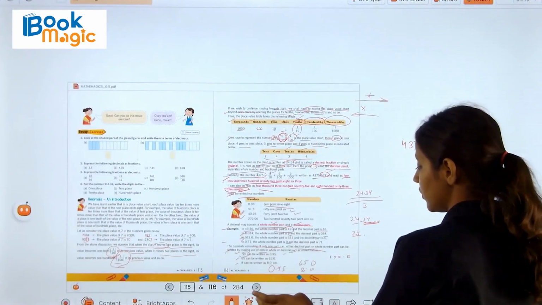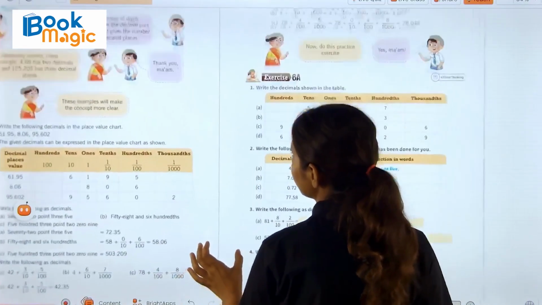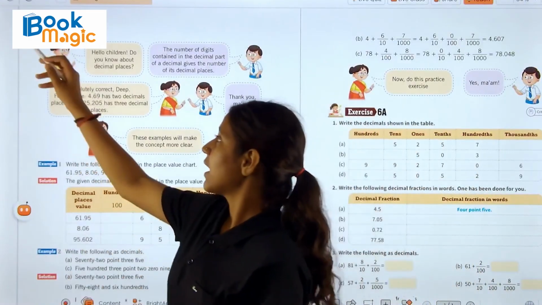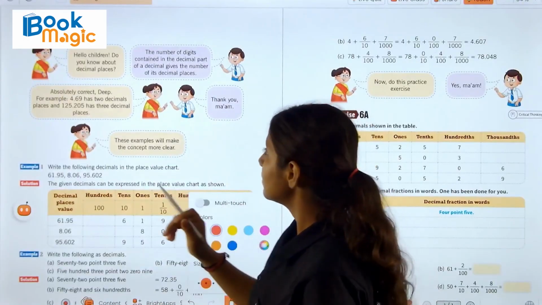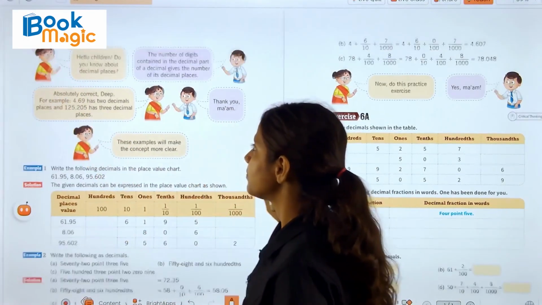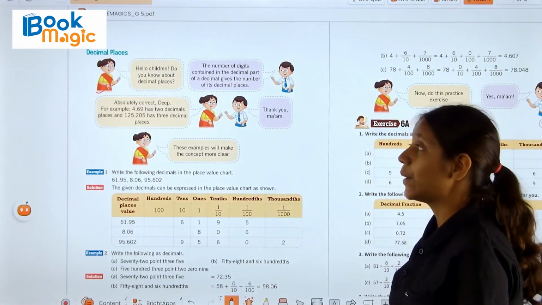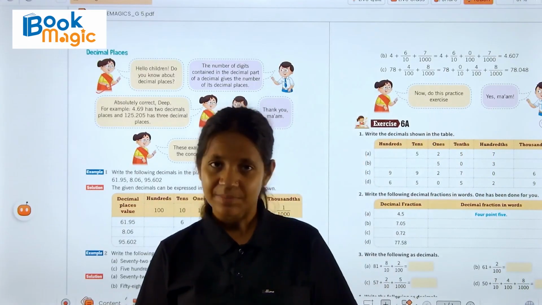Now we are moving towards our next page. Here we have another topic, that is decimal places. So let's learn decimal places. Teacher is saying, hello children, do you know about decimal places? Hello बच्चों, क्या आप सभी को decimal places के बारे में पता है?